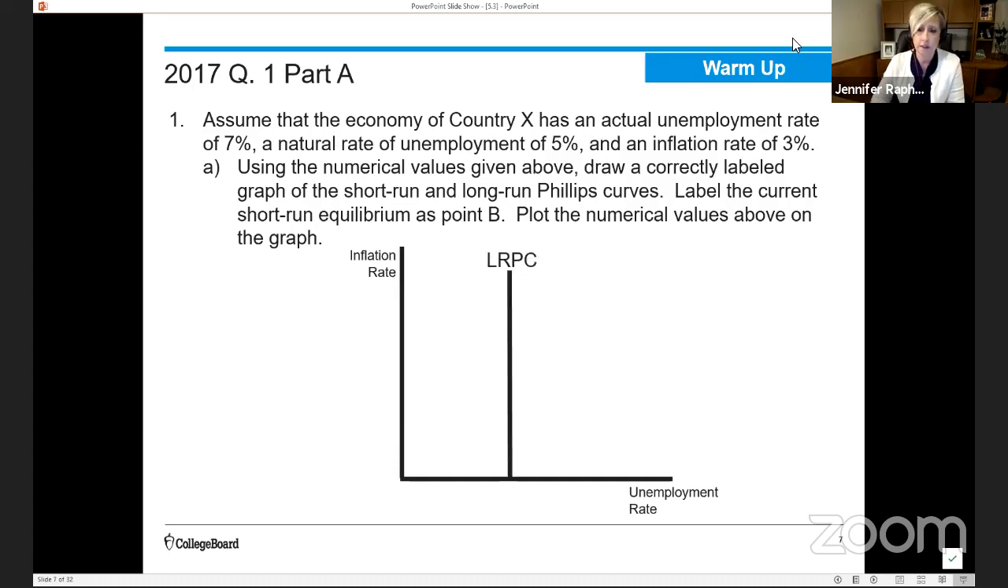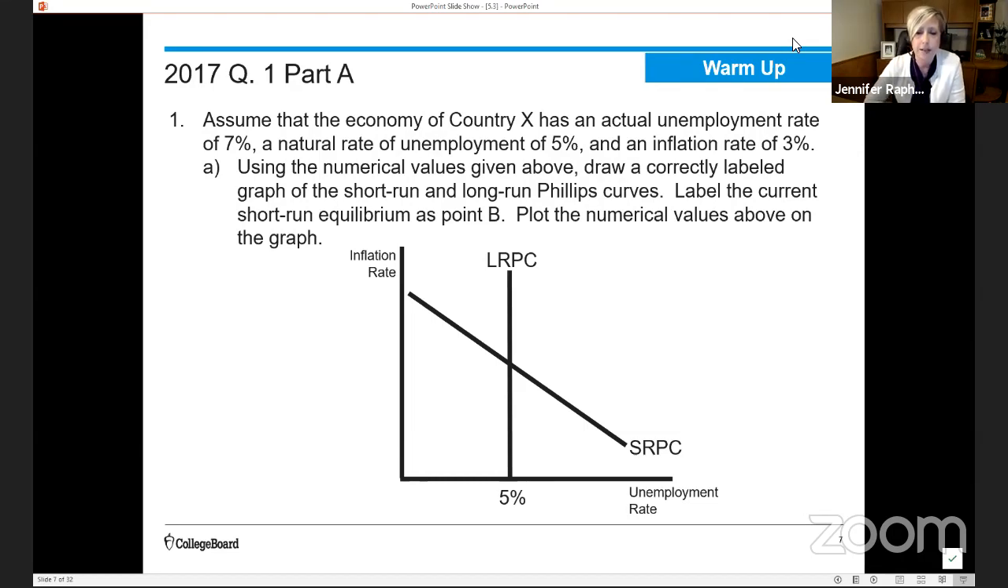We have a long run Phillips curve that's vertical because it illustrates there's no trade-off between inflation and unemployment in the long run. The long run Phillips curve is vertical at the natural rate of unemployment, which we're told in this case is 5%. So we're going to label our long run Phillips curve with 5% inflation. The next part of the problem asks us to have a short run Phillips curve and a short run equilibrium point B. So where do we put that point B?